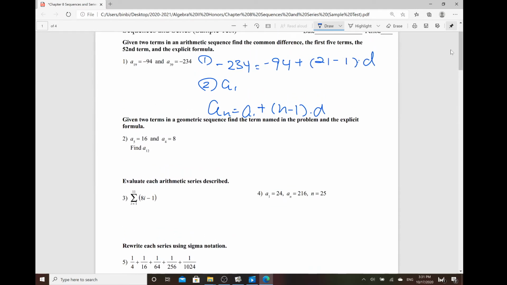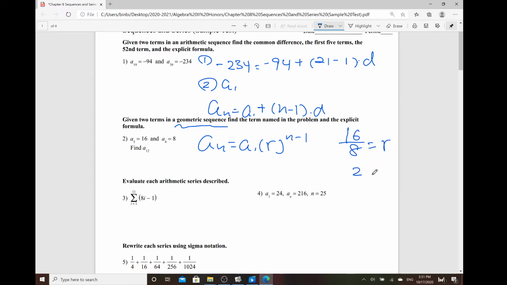And then for the next one, this one is a geometric sequence. So again, the key phrase. Using a sub n equals a sub 1 times the common ratio to the power of n minus 1, for this one we want to use the higher term as the a sub n. Another way you can find the common ratio is to simply divide. So 16 divided by 8 will give you the common ratio.